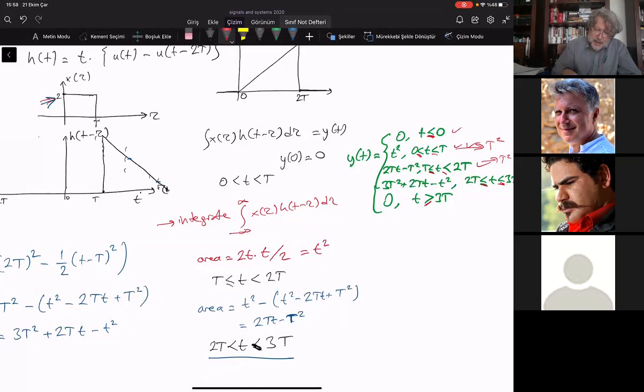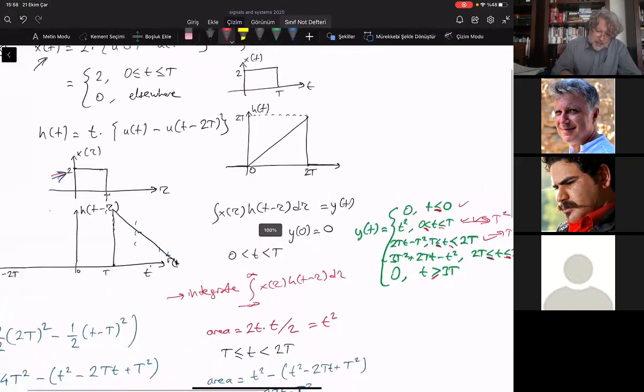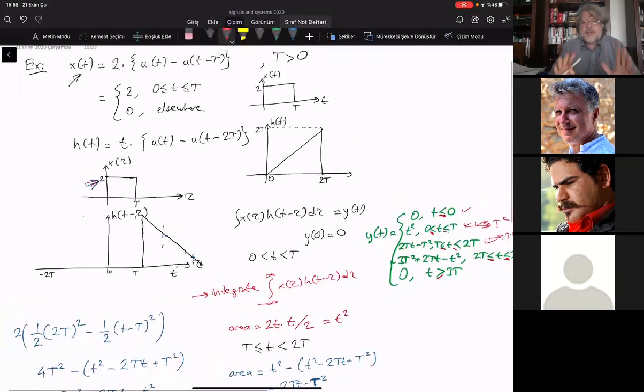That exact same value is guaranteed because these signals x of t and h of t are not impulsive. They don't have any infinite or impulsive values. They have finite values. They may be discontinuous, it's okay, but they have finite values, and because of that, the convolution output will be a continuous shape. It doesn't have to be differentiable, but it will be continuous, certainly.